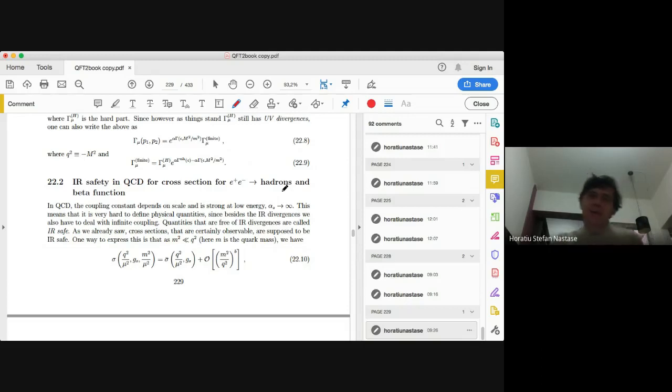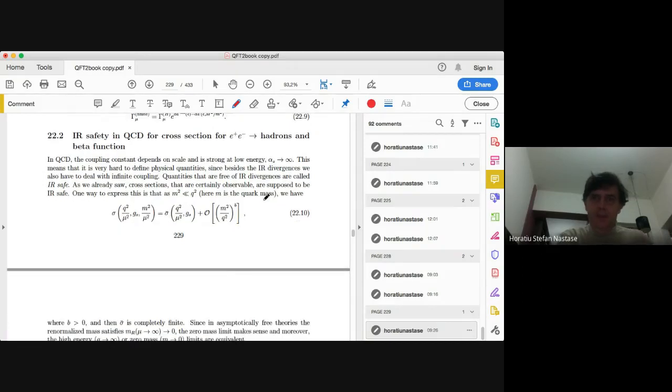And we'll see that from this we will need to define the beta function, and from it, in turn, define the running of the strong coupling constant. All right.